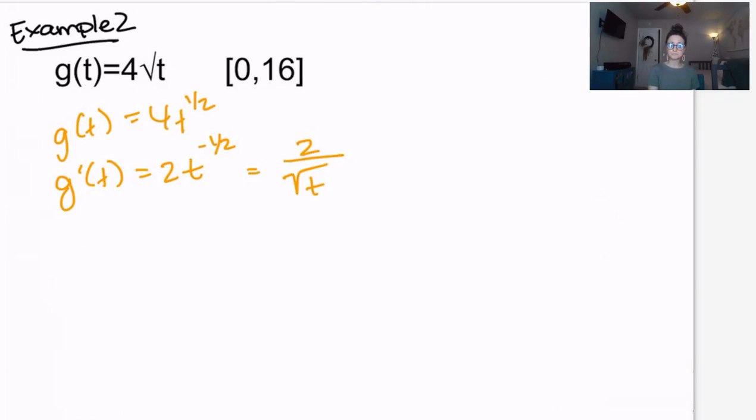All right, so this will never be 0 because the numerator is always 2, but it could be undefined when the denominator is 0, in other words, when t is 0. But look, I already had 0 as an endpoint, so I didn't create any additional critical points. So I'm done with step 1.